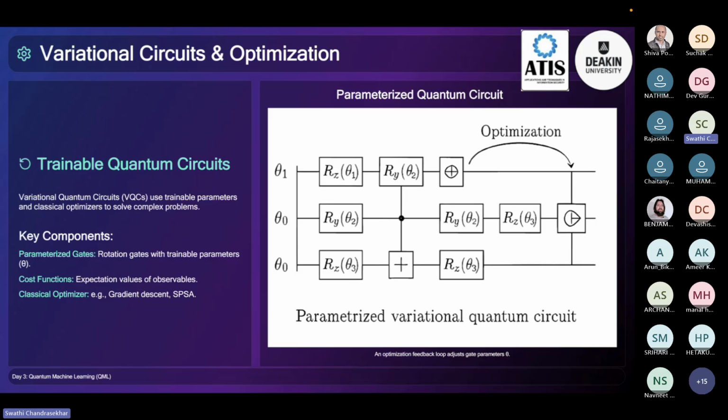There are, of course, challenges here because real devices are noisy. In such cases, training becomes really difficult, and choosing the right depth and structure is still more of an art than a science at this point. But despite these issues, VQC and QNN are the workhorses of quantum machine learning.